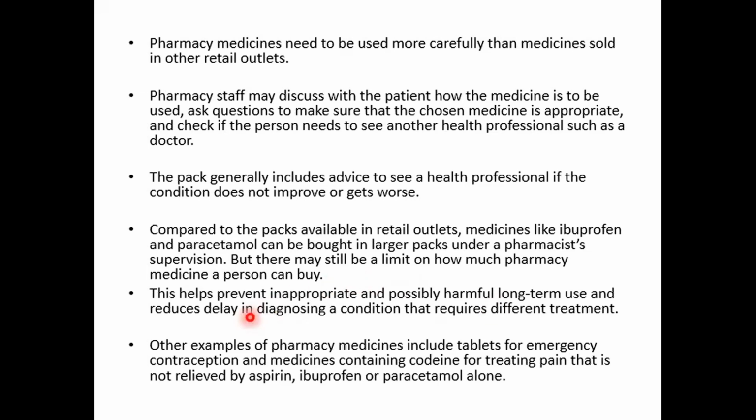Other examples of things that may be pharmacy medicines include emergency contraception and medicines that contain stronger ingredients, such as codeine, which is an opioid-based painkiller that helps to treat pain which may not be relieved by the use of aspirin, ibuprofen, or paracetamol.